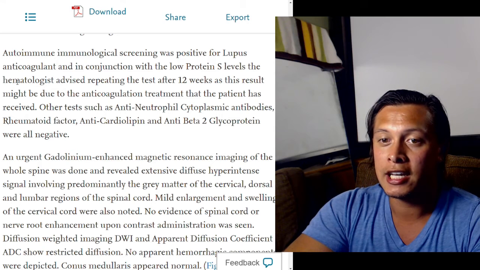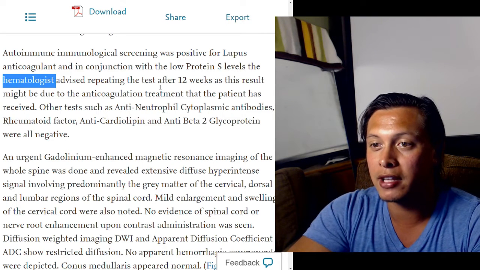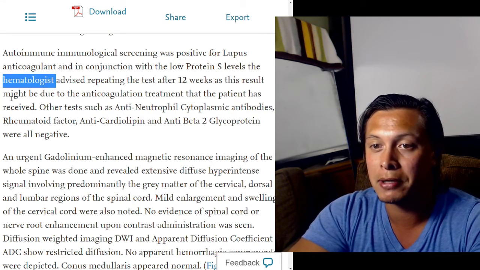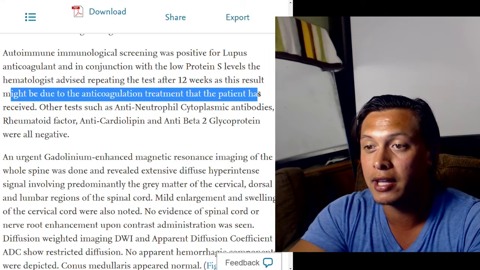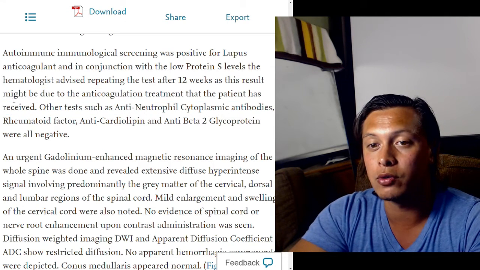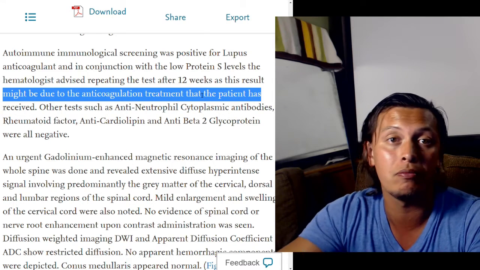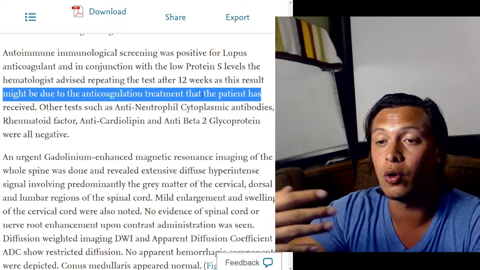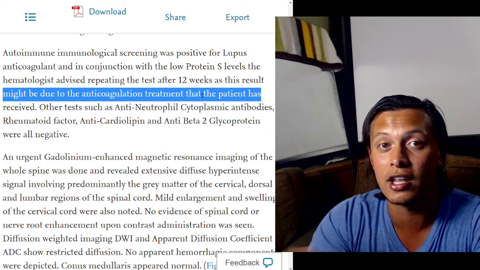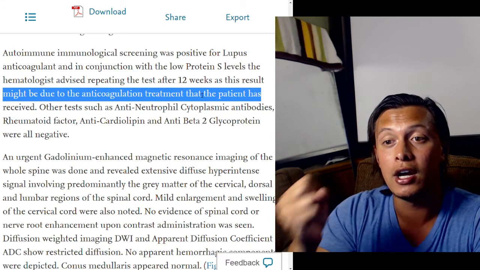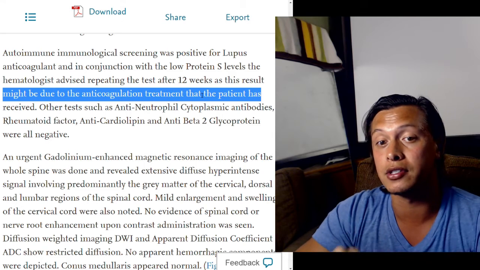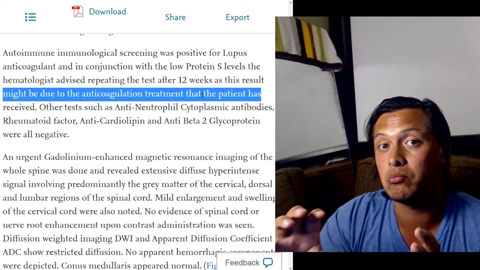So the hematologist advised repeating the test after 12 weeks, as this result might be due to the anticoagulation treatment that the patient has received. Sometimes you can receive anticoagulation treatment, and that can screw up your hormones, right? So the hematologist suggested that they do the experiment again to find out whether or not this is long-lasting or not.